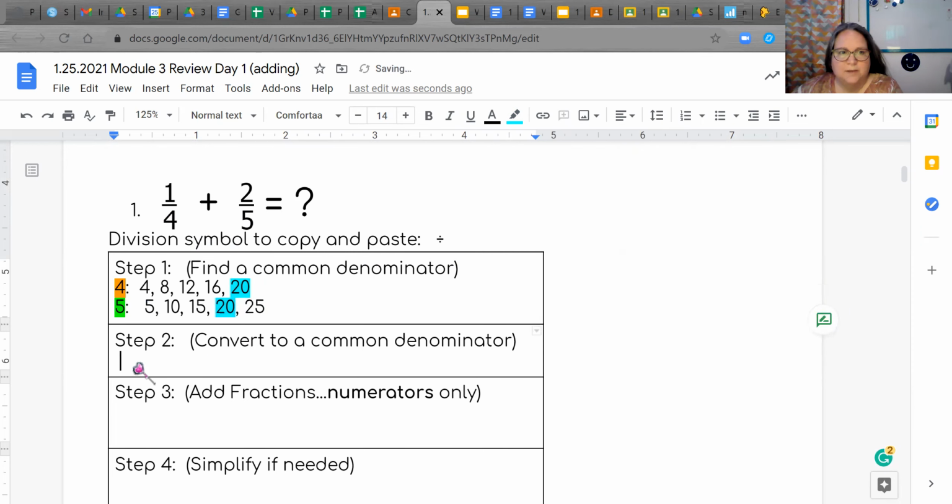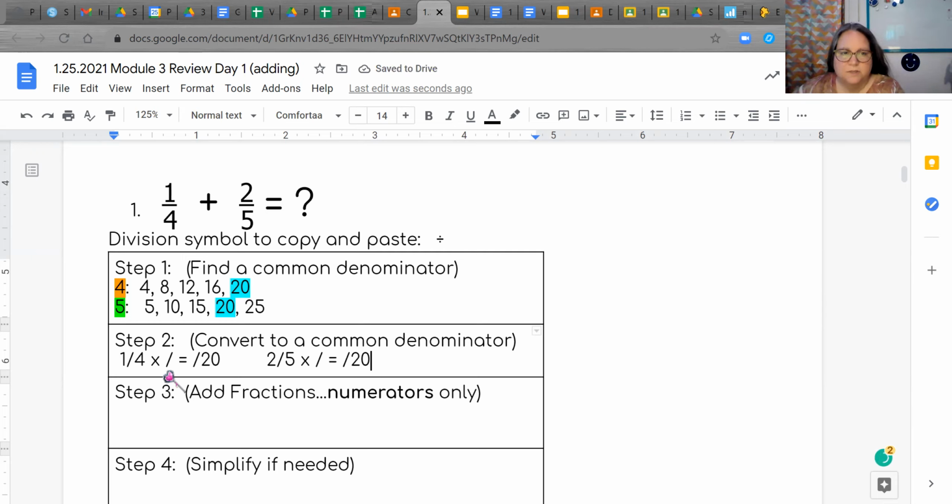So once we do that, we need to convert our fractions. So I have 1/4 times some number equals some number over 20. And then I'm just going to quick get the other one done. So it's 2/5 times some fraction equals some number over 20.